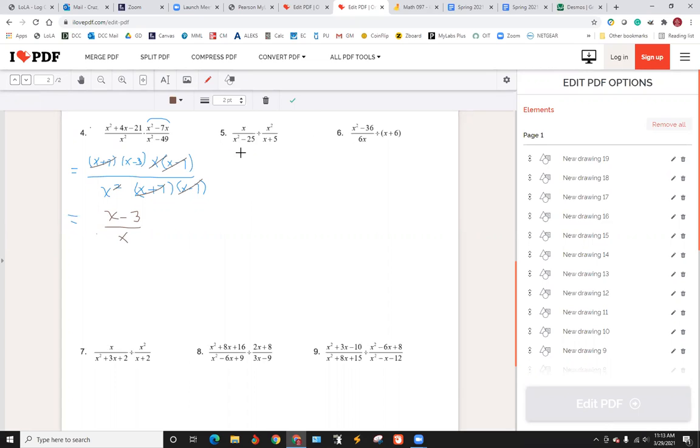So see, all the rest of these are division. So it's essential that the second expression get turned upside down. All right. This right here, again, is a hint to help you with this. So it's x plus 5. So what gives you what you need? You need an x minus 5 down there.